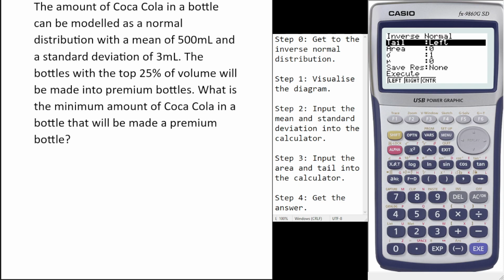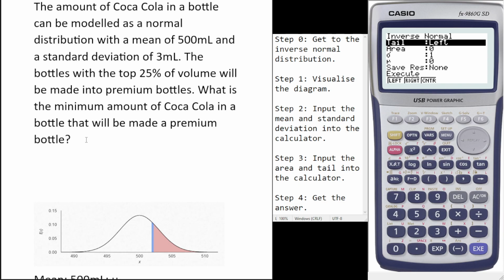Now you've got to think about, what is the problem actually saying? What am I looking at here? So the bottles with the top 25% of volume. You're looking at the data from the right side because the top 25% will be on the right side of the number. And it's 25%, so it must be 0.25 of the area. So we'll pull up the graph and it should look something like this. Everything to the right, which is the red region, that's what we're trying to find.